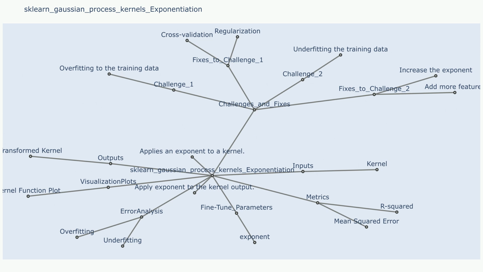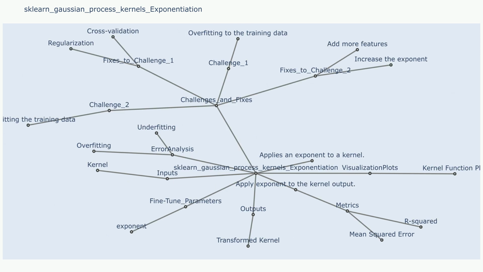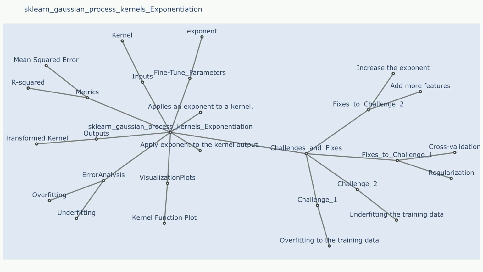Overfitting: if the exponent is too high, the kernel can become too smooth and overfit the data. This can lead to poor generalization performance. Sample use case that resulted in challenge 1: training a Gaussian process regression model with a very high exponent on a noisy dataset. Fix: reduce the exponent to a lower value.